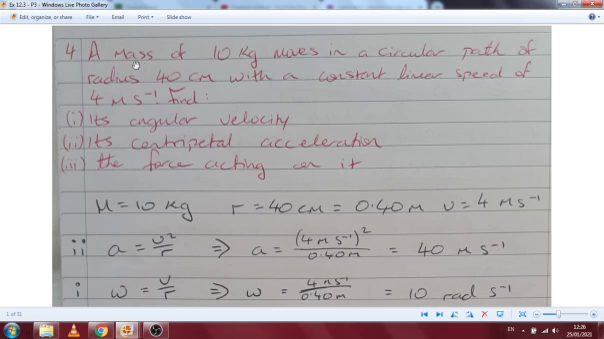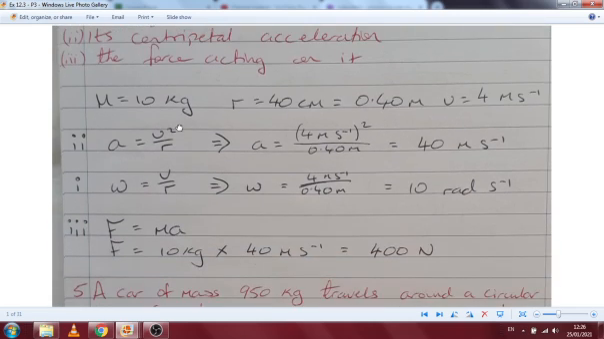On to question 4. We're told a mass of 10 kilograms moves in a circular path with radius 40 centimeters with a constant linear speed of 4 meters per second. Find first off its angular velocity, then its centripetal acceleration, and then the force acting on it. So again, we go through, we have a mass of 10 kilograms, circular path of radius 40 centimeters, so we switch that to 0.4 meters, and then we have the constant speed of 4 meters per second. I did this one a little bit higgledy-piggledy.